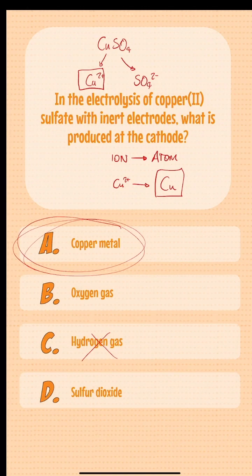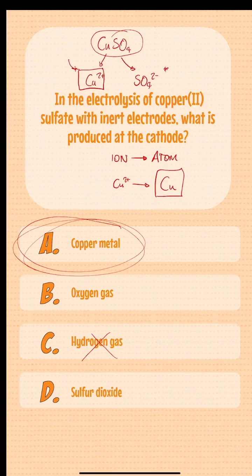Answer's A. So let me explain that again. Electrolysis of copper 2 sulfate. This is copper sulfate, okay? We've got 2 ions here. We've always got a positive ion and a negative ion. So the positive ion is copper 2+, the negative ion is SO4 2-. What is produced at the cathode?